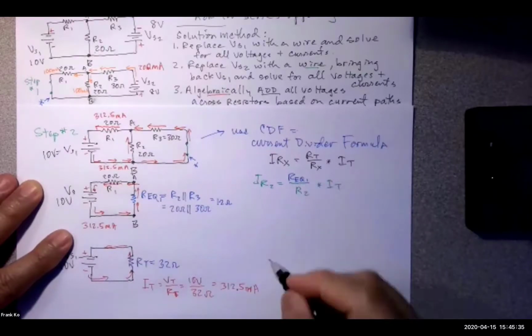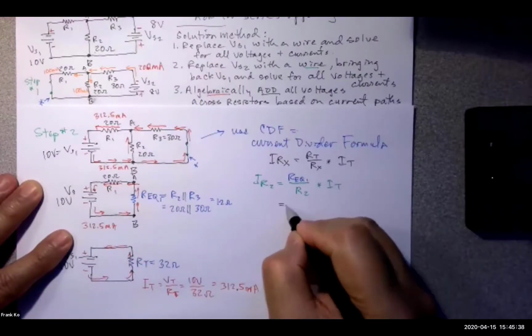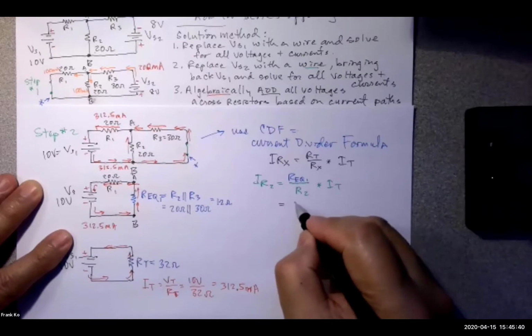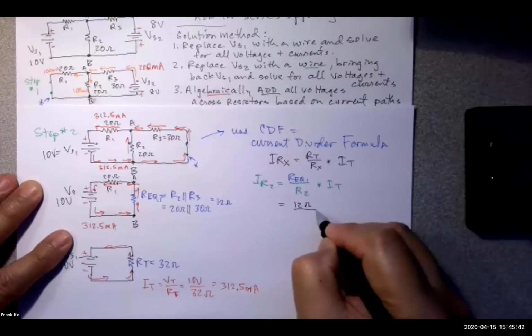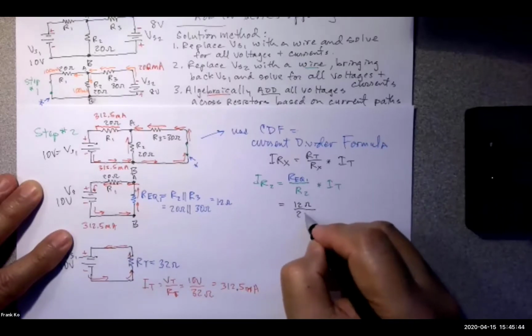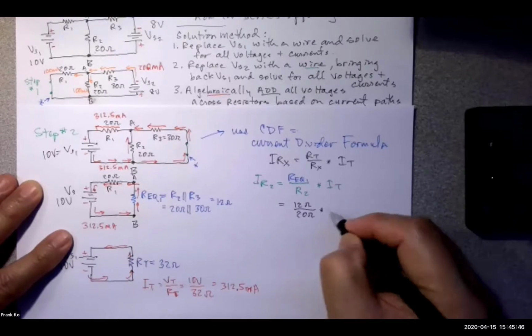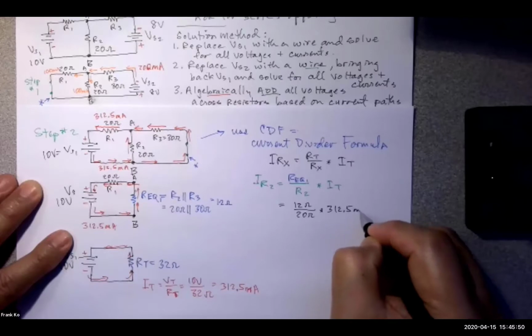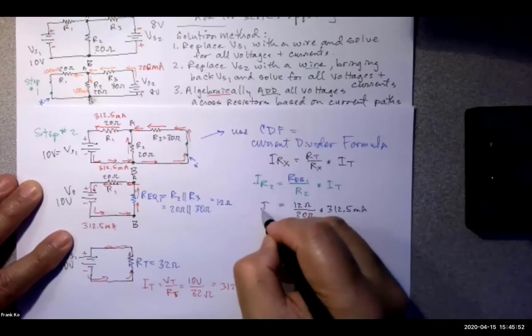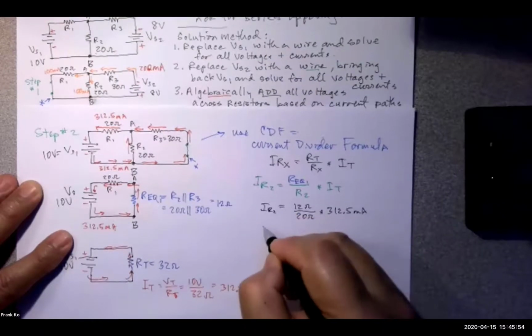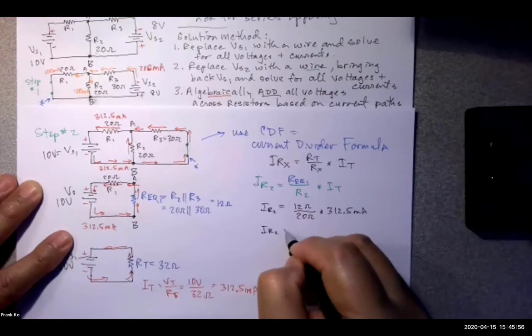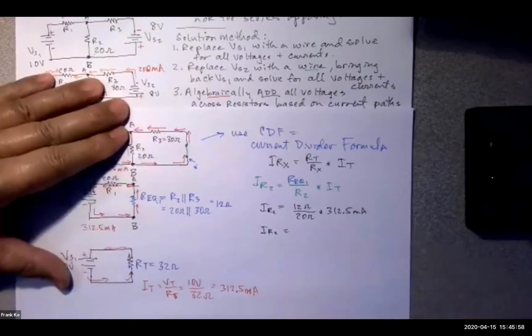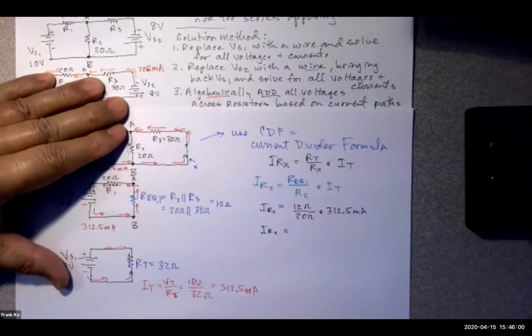So what I need to have here is REQ1. So now let's go ahead and fill this in with some numbers. So this is going to be equal to 12 ohms over 20 ohms times my 312.5 milliamps. So my IR2 will calculate to be what value?